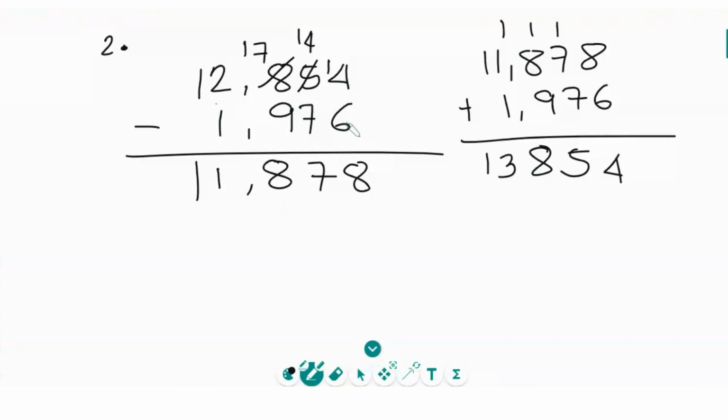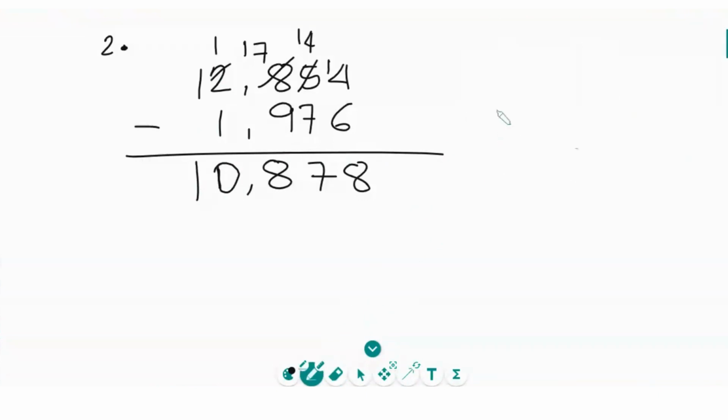So 14 minus 6, that will become 8. Okay. And 5 becomes 4. 14 minus 7 is 7. Okay. And 8 becomes 7. And then 7 is smaller than 9, so we borrowed again 1 from 2. This will become 1. That will become 17. 17 minus 9, that will give us 8. And 1 minus 1 is 0. And 1 minus 0 is 1. Okay, so now let's check our answer.